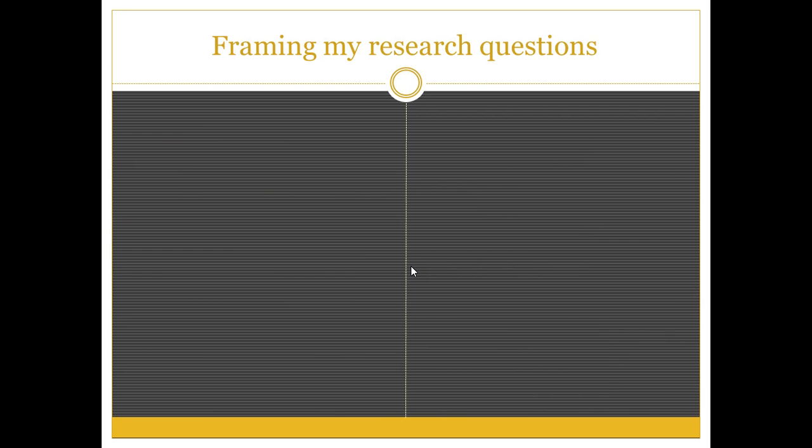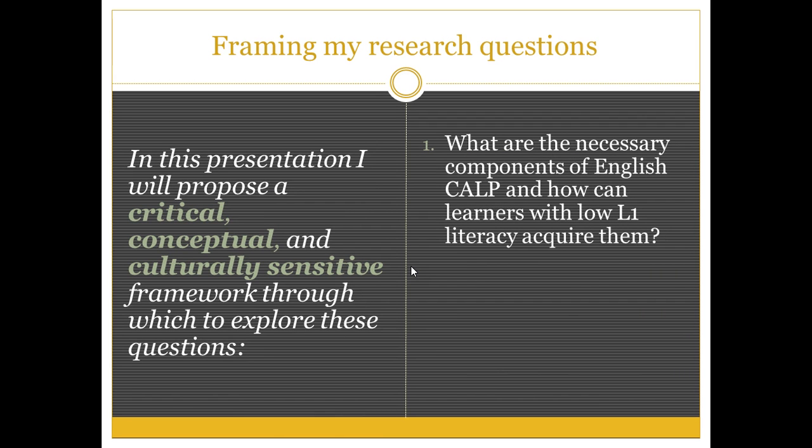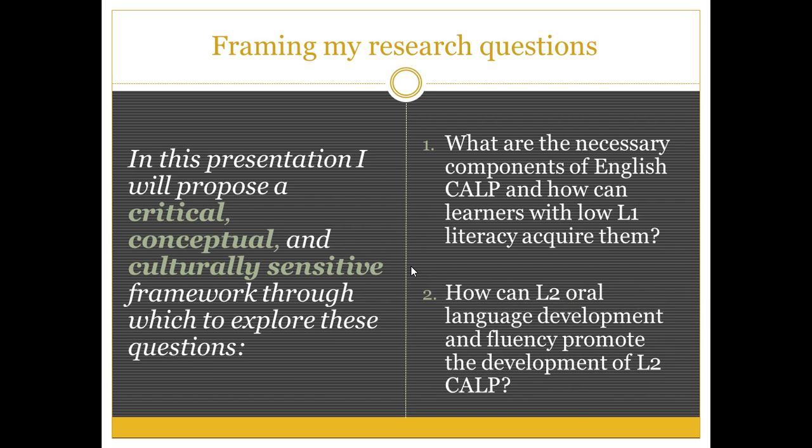So to frame my research questions for you, I'm going to look at my research questions through a critical, conceptual, and culturally sensitive framework, which I'll present to you later. And the questions I want to answer are, what are the necessary components of English CALP, cognitive academic language proficiency, and how can learners with low L1 literacy acquire these components? Then I'd also like to explore how L2 oral language development, and especially L2 fluency, can promote the development of CALP in an L2.